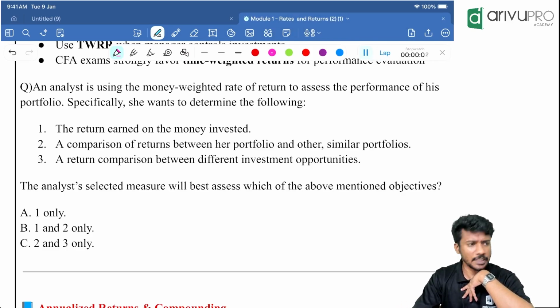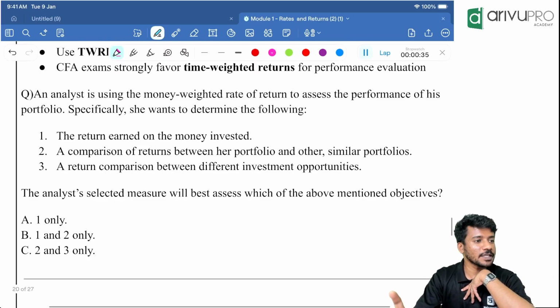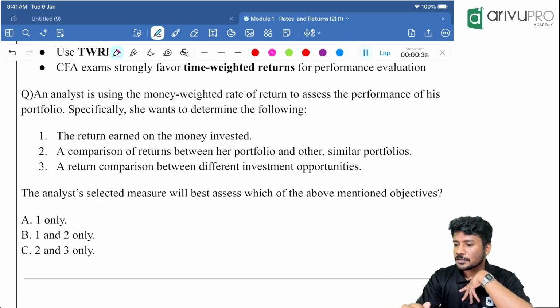And Annualized is using money weighted rate of return to assess the performance of his portfolio. So when are we considering all this money weighted return and time weighted return? We are linking it to our investment portfolio. Specifically, she wants to determine the following: the rate earned on money invested, comparison of rate between her portfolio and other similar portfolios, and rate comparison between different investment opportunities. What all things she can compare using money weighted return?